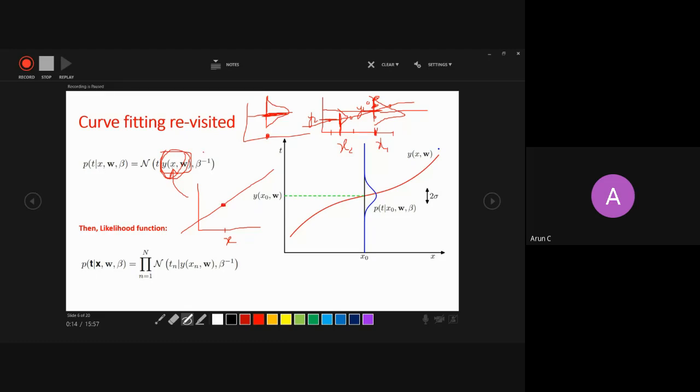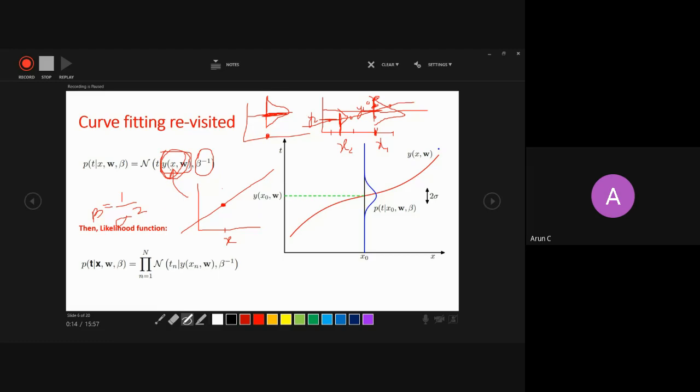So you are saying this is a mean. Then you say this is a variance, beta inverse. Where I'm writing just beta is nothing but beta. Beta is equal to 1 upon variance, right? So it is just another way of writing variance, not to confuse you. Just take it as a variance. Beta is nothing but the inverse of the variance.